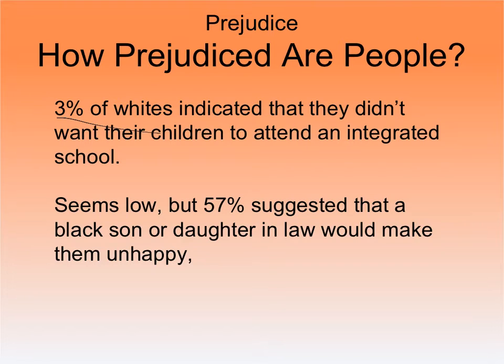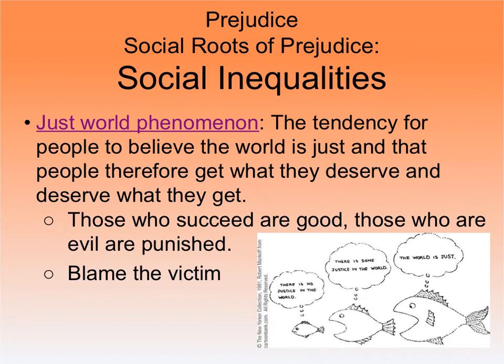So we were educated enough to know that's wrong. However, the same population, 57%, said that a black son or daughter-in-law would make them unhappy. They wanted their white children to marry someone else who was white. So they're not prejudiced insofar as they're okay with school integration, but when it comes to their own family and who's marrying their kids, the majority was still prejudiced. So prejudice still exists, unfortunately, in many ways in our society.